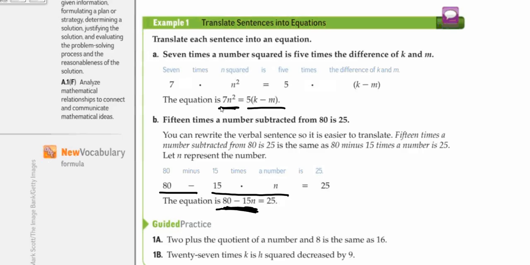All right, so there are two guided practice problems there. At this time, go ahead and pause the video and write the equation for both guided practice 1A and 1B.